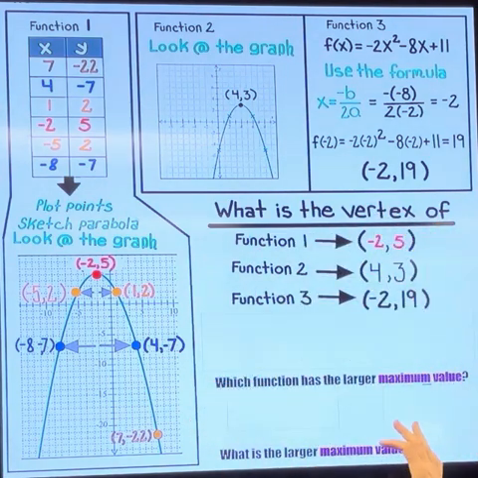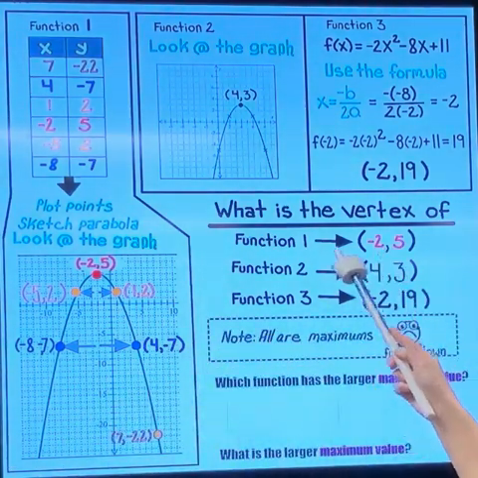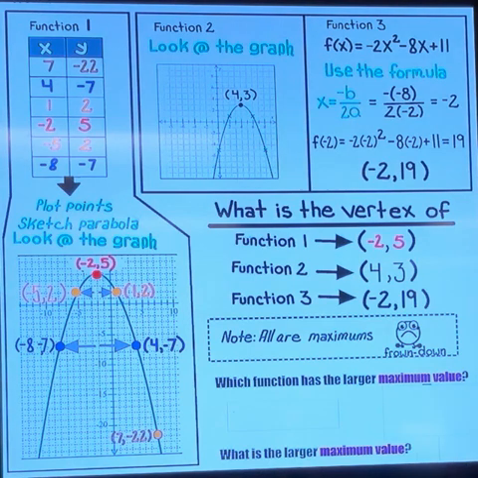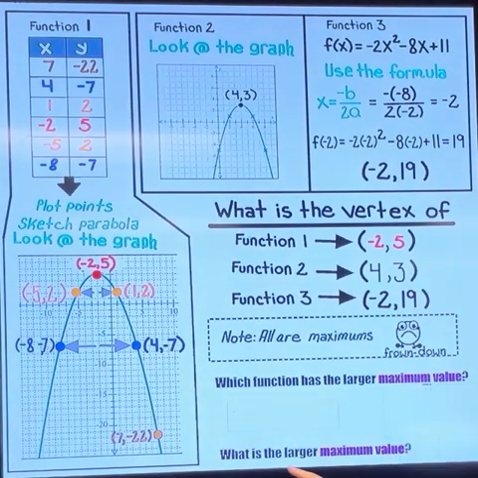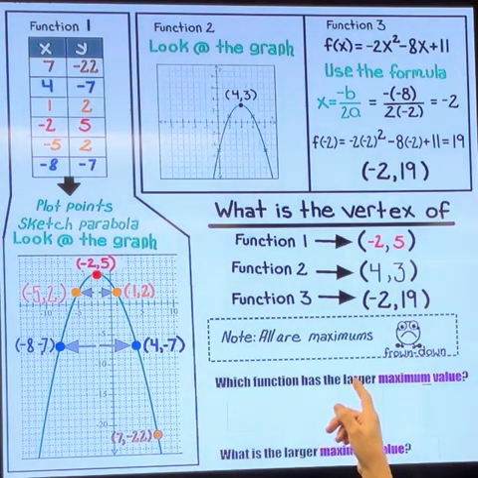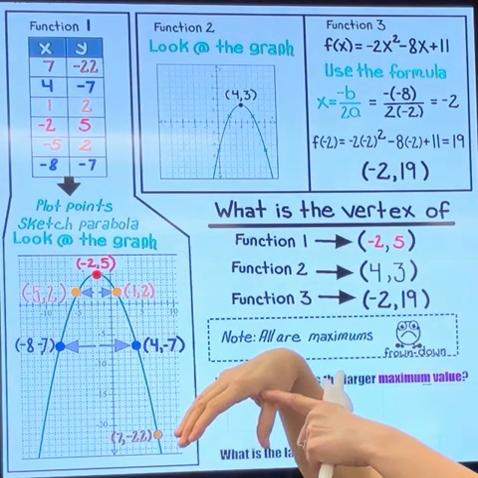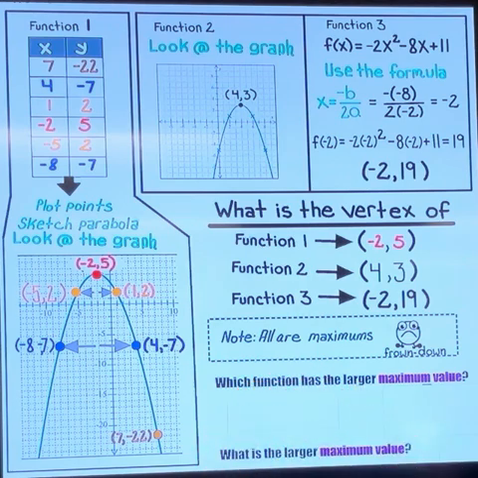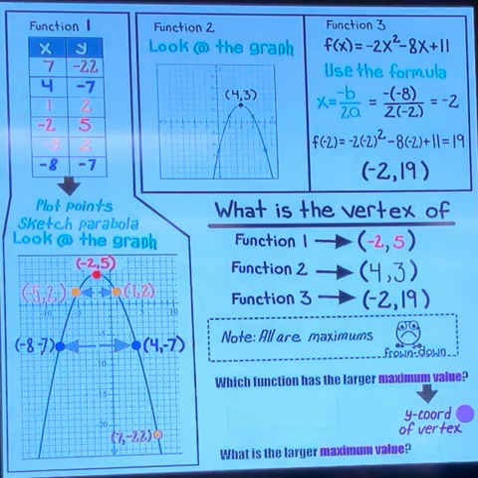So when it comes to the question being asked, knowing ahead of time that all of these vertices are maximums, that's why it's saying maximum value. Which function has the larger maximum value and what is the larger maximum value? The word maximum is not referring to a big number. I could say the smallest maximum value. It's saying maximum because these are the top of a hill. And so we are looking for: the maximum value is the y coordinate of the vertex.